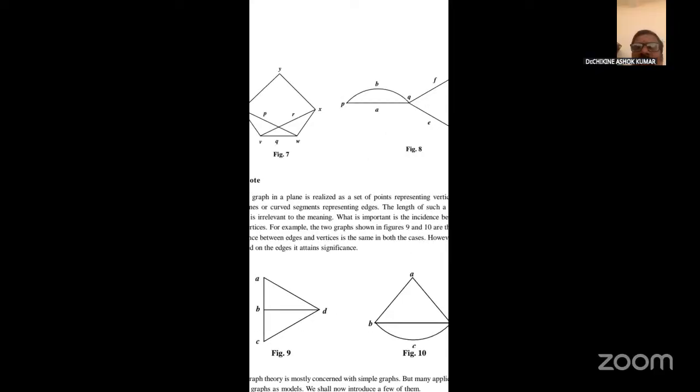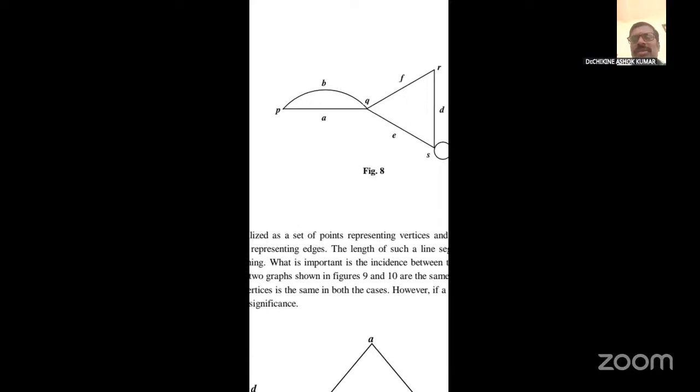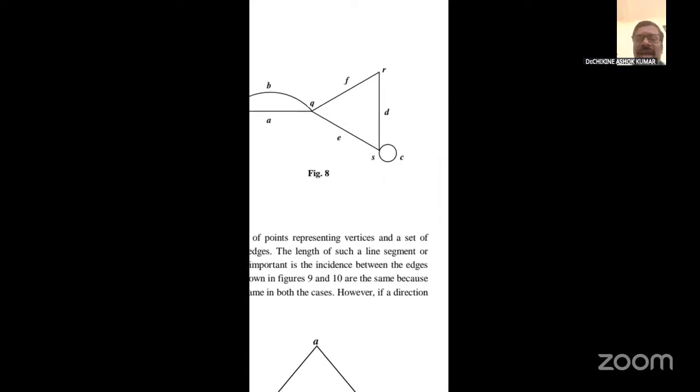Similarly, see in this figure also, B and A are two adjacent edges, and F and E are also two adjacent edges. Coming to the vertices, P and Q are adjacent vertices, Q and S are adjacent vertices, and R and S are adjacent vertices.